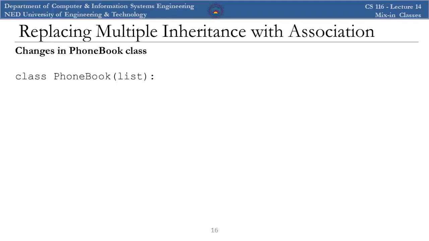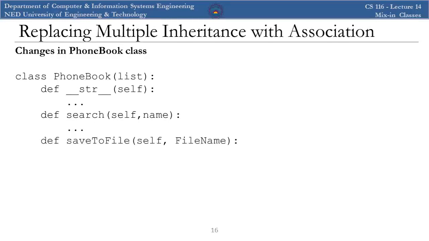Now let's come to the phone book code. Let's see what changes we make here, or how we incorporate those classes as association now. So this is the class. The first change that I have made is that I have removed those two classes from the inheritance list. Now this phone book class is inheriting from only one class, which is list. These functions remain unchanged, so I'm not writing those codes here to save space.